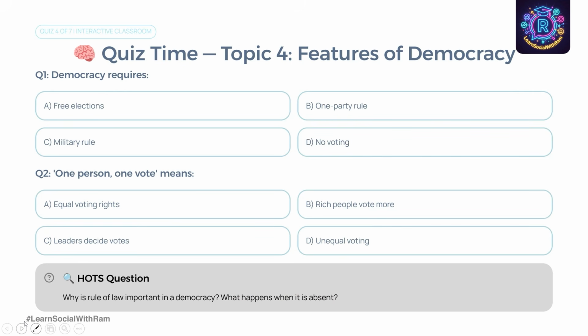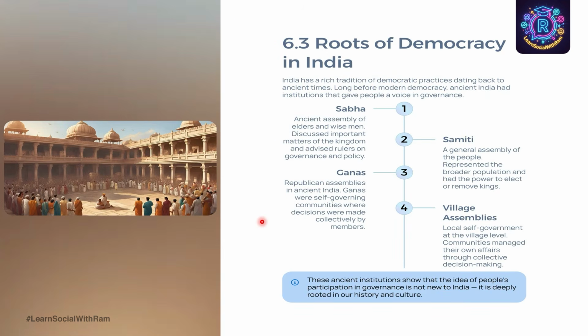Now let's try to move towards the next topic, that is roots of democracy in India. Many people think democracy is a modern idea, but did democracy begin only recently in India? Obviously, no. India has deep democratic roots dating back to ancient times. Long before modern democracy, India had institutions where people participated in governance. Now, let us study the ancient roots of democracy in India.